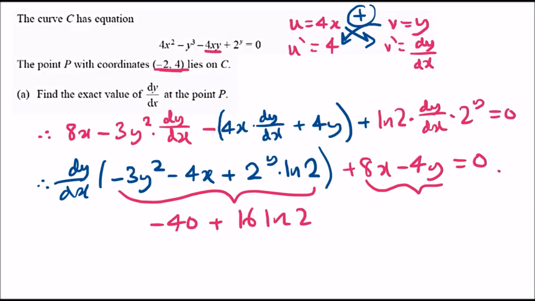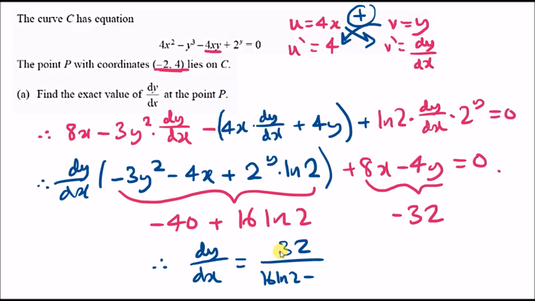And then finally, looking at 8x minus 4y, what do we get here? It'll be 8 times minus 2 minus 4 times 4, and I got minus 32. And that's it, guys, we're literally done here. So all we want to do now is rearrange this to make dy dx the subject. By adding 32 and dividing by minus 40 plus 16 log 2, we should get 32 all over 16 log 2 minus 40.